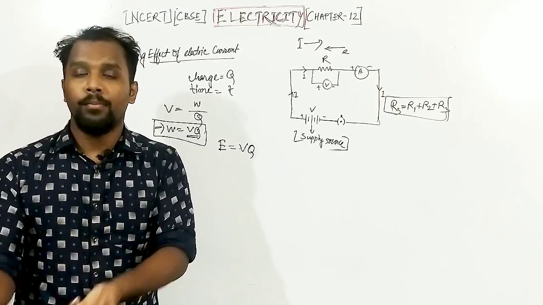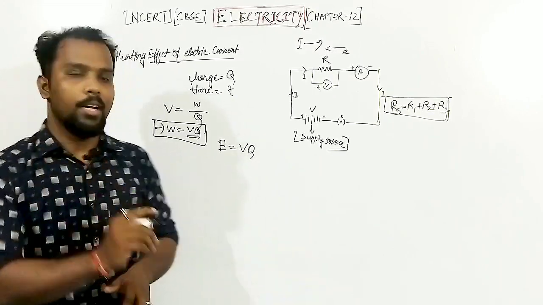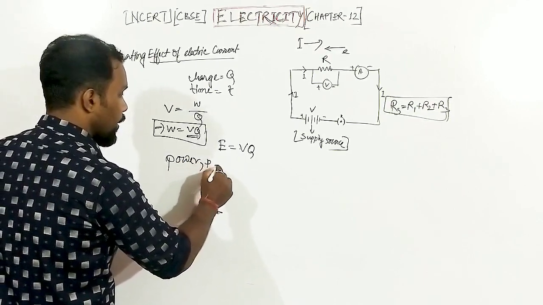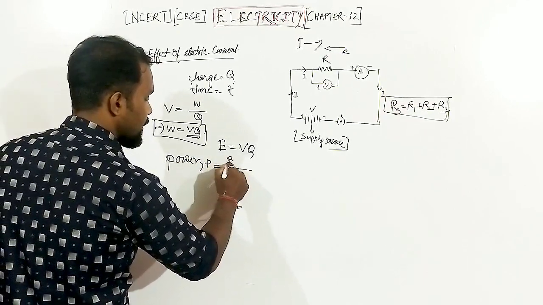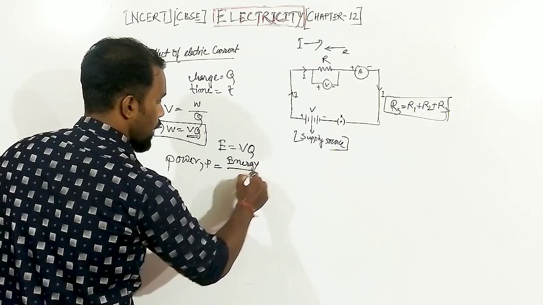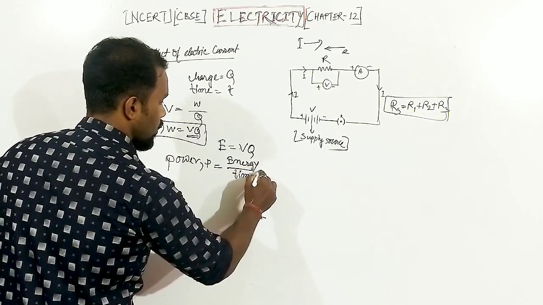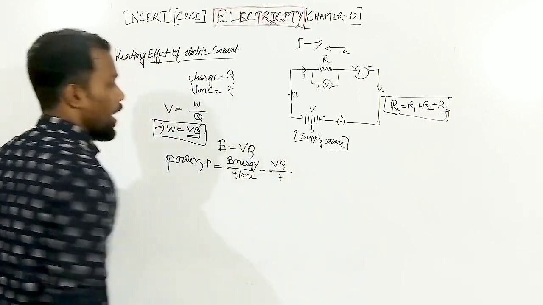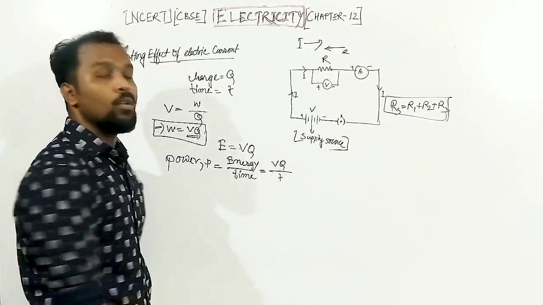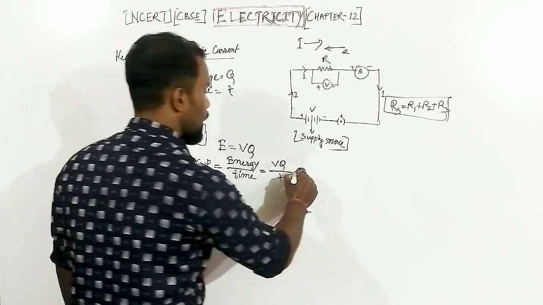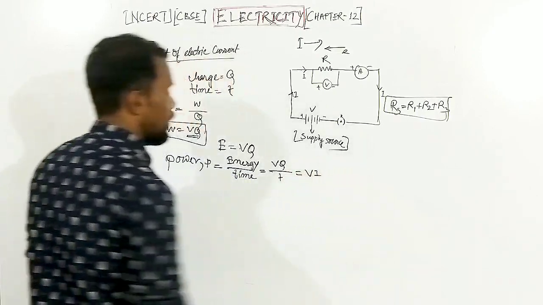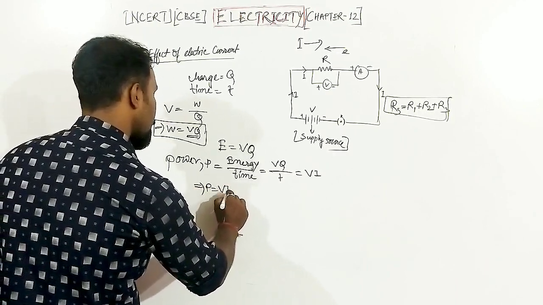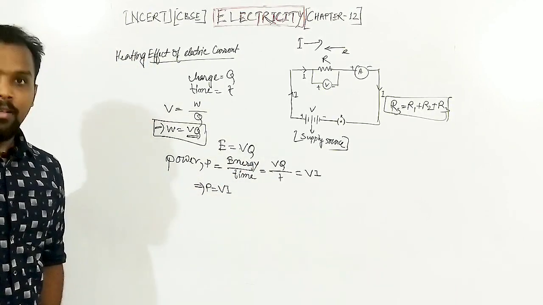But if this amount of energy is used for an amount of time t, then we are going to get one new term. That new term is known as what? Power. You can write power P equal to energy by time. The energy here is VQ and the time here is T. We know that Q by T is known as current. So you can write VI. The relation we have got is P equal to VI.